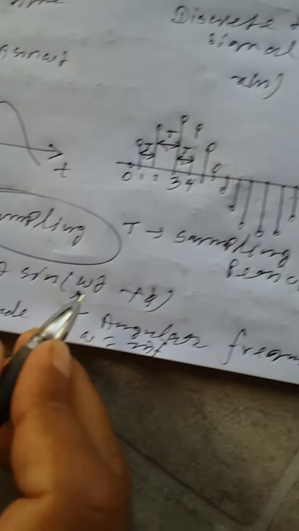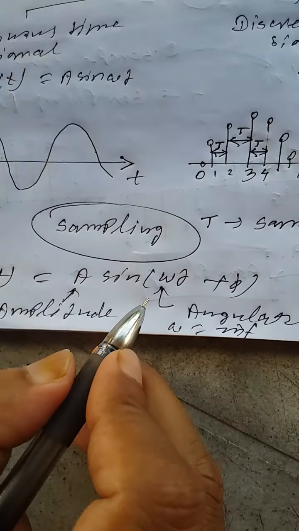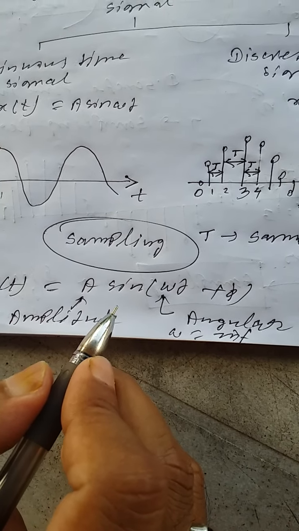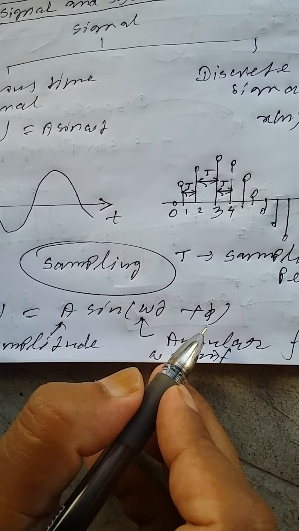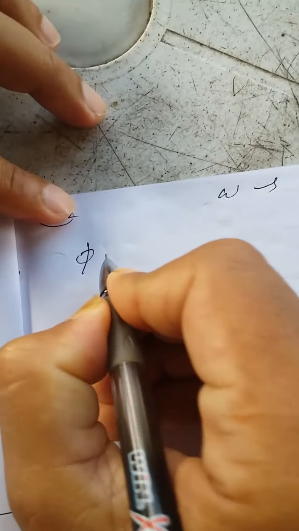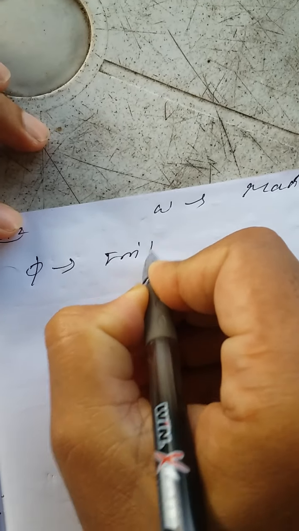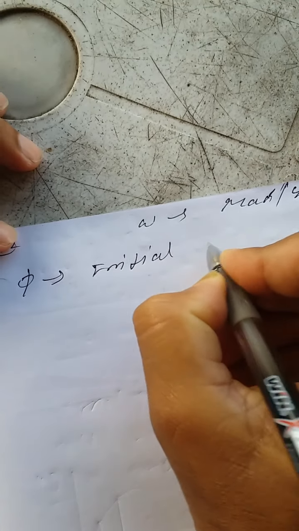Okay, now what is t? T is the time needed to flow the signal. Okay, now what is phi? Phi is called initial phase angle. So phi is the initial phase angle.